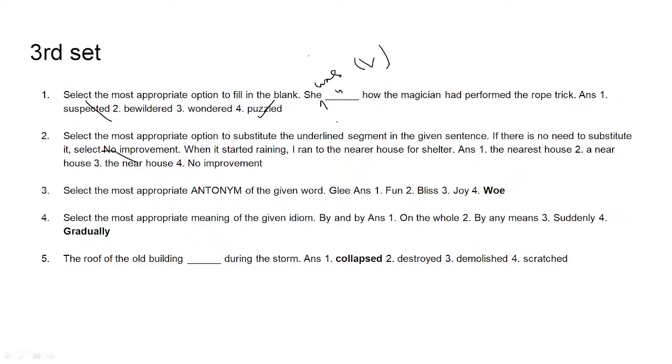See, there are two important things, two alternatives to this sentence actually. If you have she was, you will supply she was puzzled how the magician had performed the trick. But if you don't have a was over here, that means if you don't have a be verb, suppose you simply have she, then you will supply option number 3. She wondered how the magician had performed the trick.